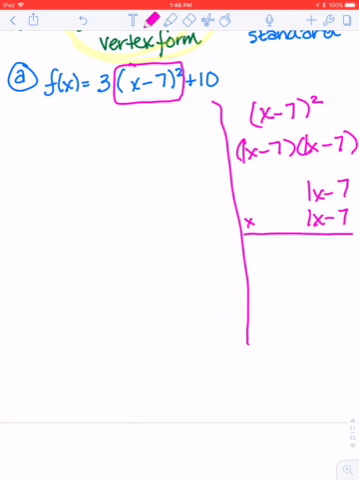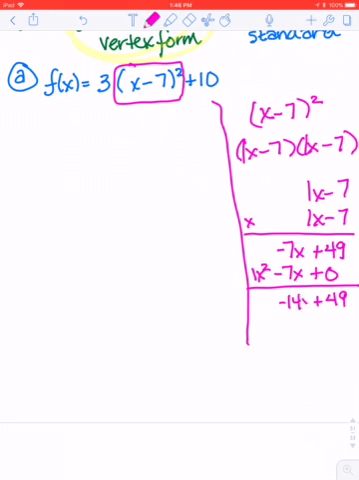And I would go ahead and multiply it out. So negative 7 times negative 7 is positive 49. Negative 7 times 1x is negative 7x. Add my 0, and then I'm going to go down to the second one. 1x times negative 7 is negative 7x. 1x times 1x is 1x squared. And then we're going to total. So positive 49, negative 14x, and then x squared.